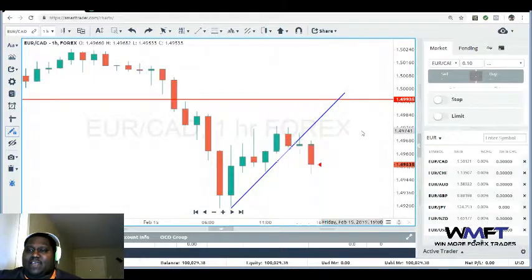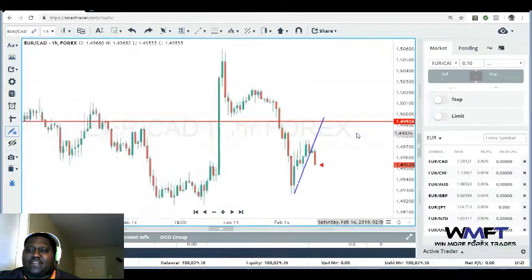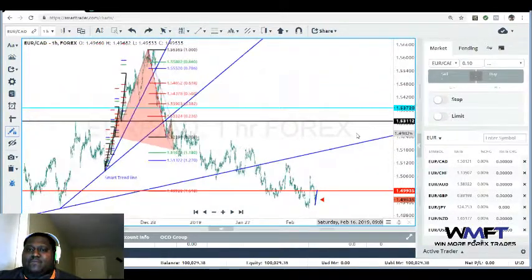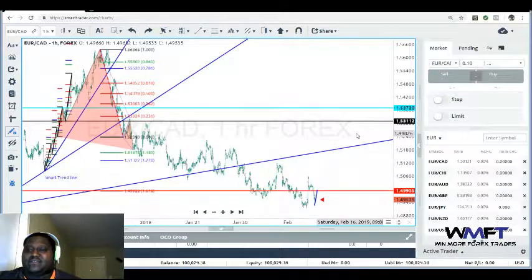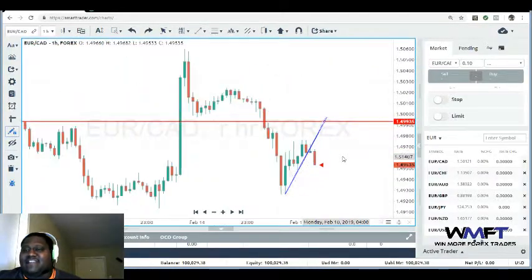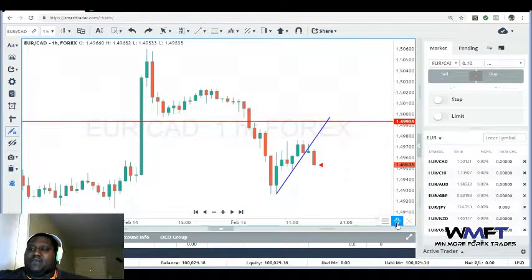So at that price point of that 1618D extension off of the Fibonacci crown, or the crown Fibonacci's rather. So with that being said, that is the EURCAD based off of my analysis.